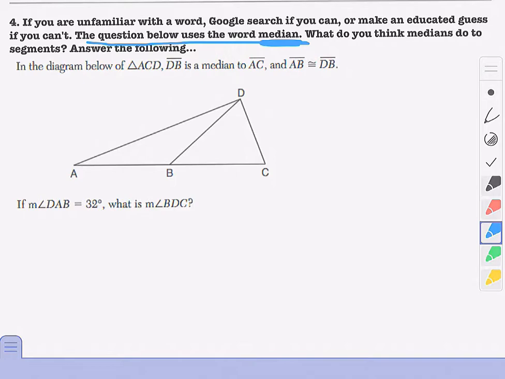So what do you think medians do to segments? It says that DB is a median to AC. Use that guess or use that Google search to come up with the answer to this question here, finding the measurement of BDC when we know that the measurement of angle DAB is 32 degrees. Unpause the video when you're ready to see the solution.